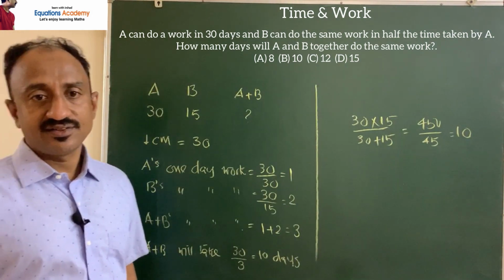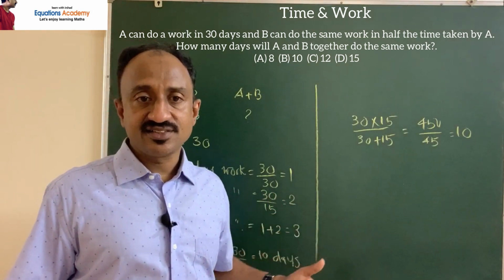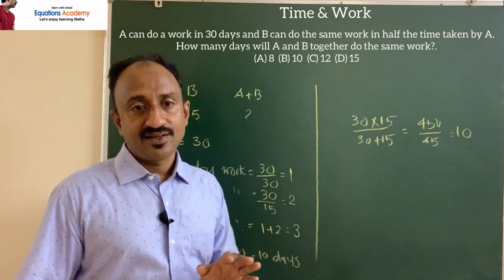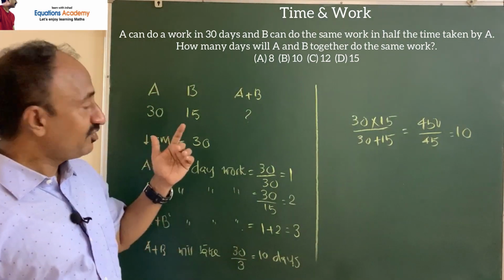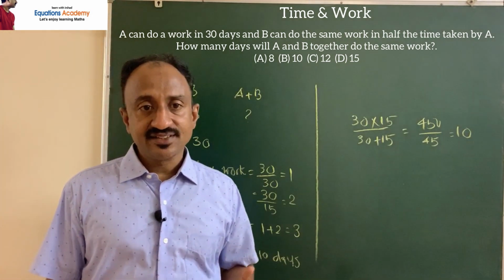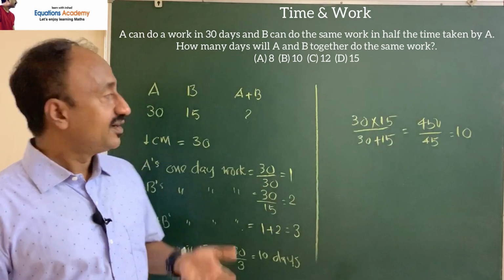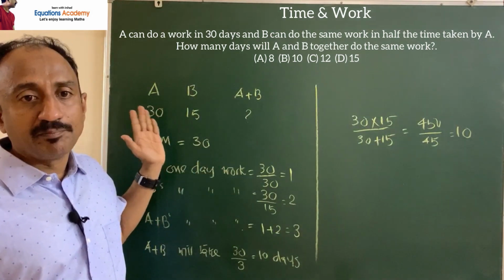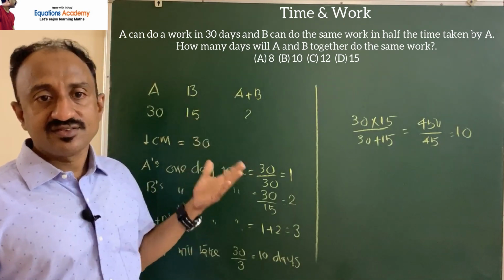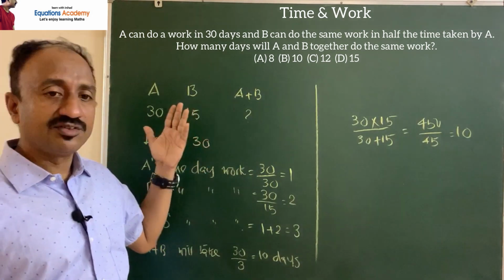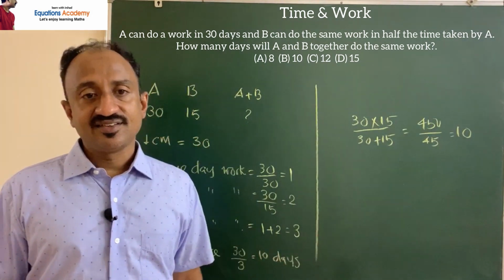Check this question. This question and the question we just did are somewhat the same. The only difference is, instead of giving B's number of days, it is given that B's number of days is half of A's. It is given that A will complete the work in 30 days. Then half of A is, what is that? It is 15. So this question is the same as the question we did.